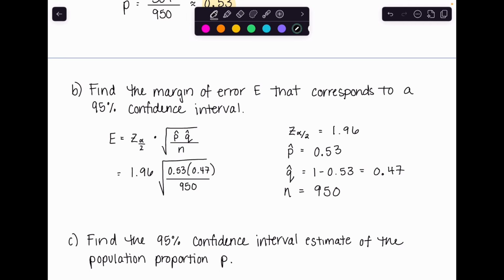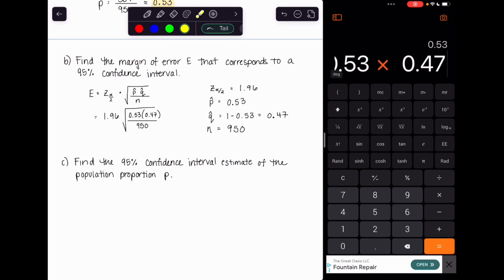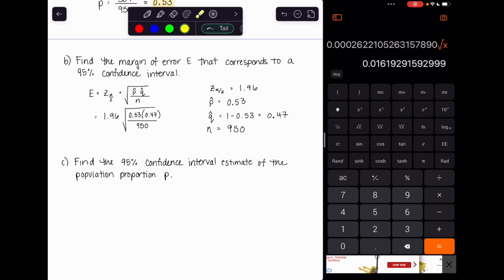So definitely need a calculator to go through these. You can use just a basic scientific one. So just to show you, if we go through this, you do want to do the square root stuff first. You have to fill in the stuff in between and then hit the square root button. So I want to do 0.53 times 0.47, and I want to divide that by 950. So this gives me what's inside the radical, and then I press the square root button, and that gives me my square root.